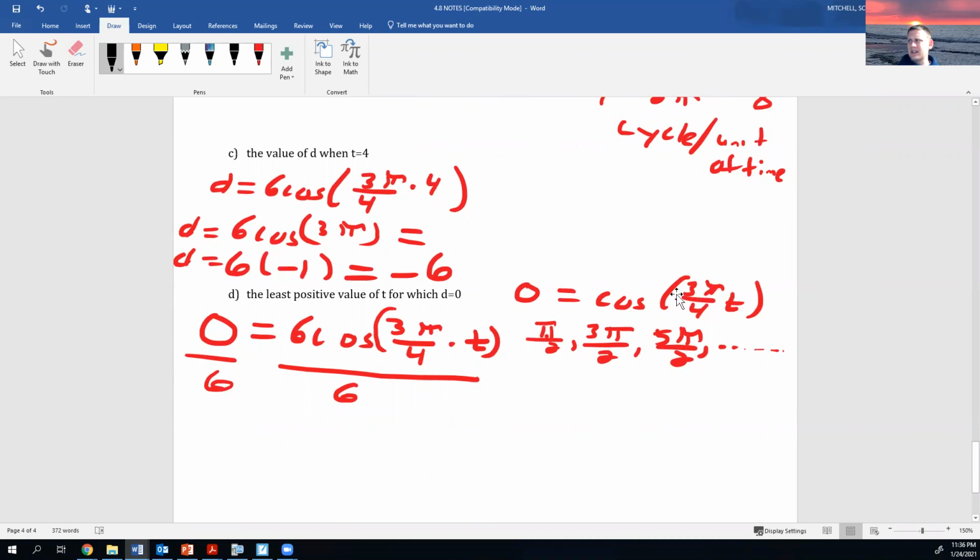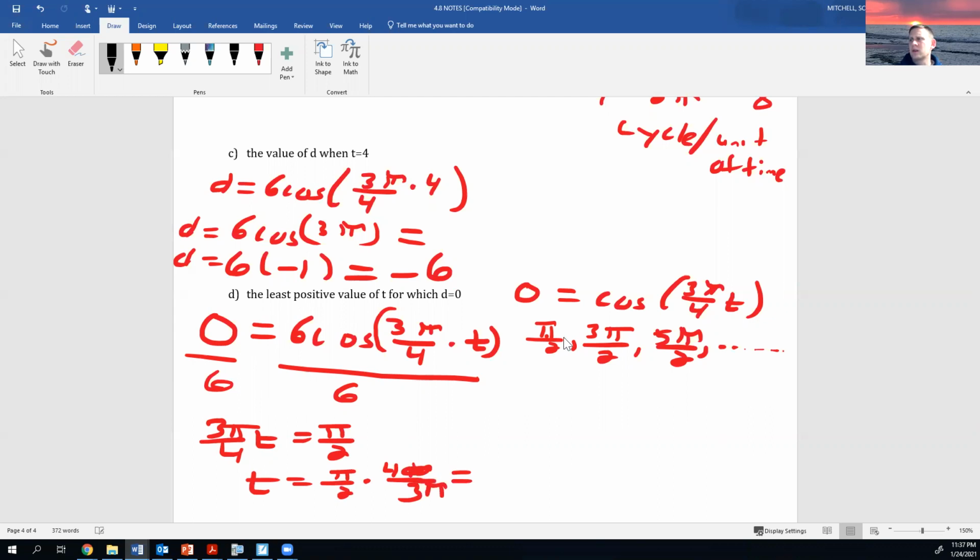So really what I need to do is set this, because whatever this is, if it equals pi over 2, it'll make the cosine 0. Whatever t is, if you multiply t times 3 pi over 4 and you get pi over 2, then the cosine of pi over 2 is 0. Or if you get 5 pi over 2, it'll also equal 0. So you need to set 3 pi over 4 times t equal to pi over 2 and solve that. So t equals pi over 2 divided by this. When you divide by a fraction, you're really multiplying by the reciprocal. Oops, I forgot to put the pi on the bottom. Sorry. Pi goes on the bottom there.